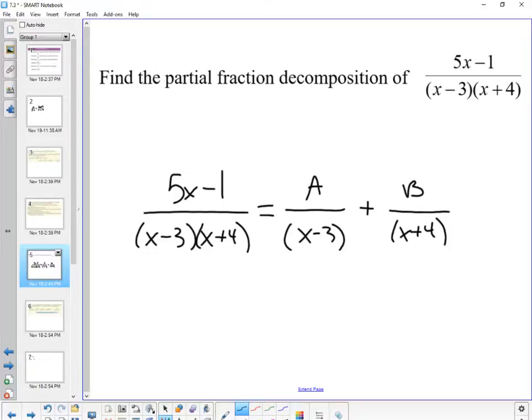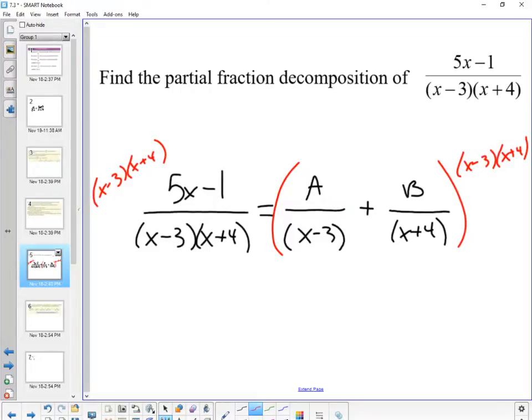Cool? Now I know that I've set this up as a true statement. These two fractions should add up to give me this big rational whatever. And I'm going to start just doing some algebra. I want to get rid of this denominator. That means I would have to multiply by x minus 3 and x plus 4, correct? But what's the magic rule say? What I do to one side, I've got to do to the other side. So I'm going to multiply this by x minus 3 and x plus 4.